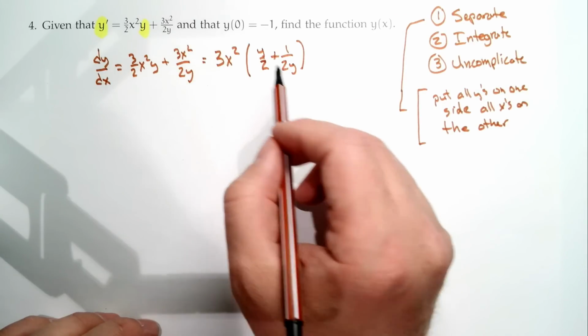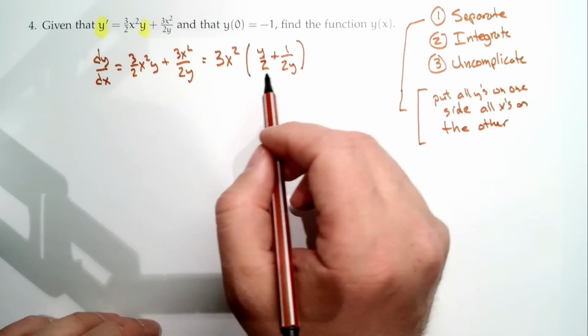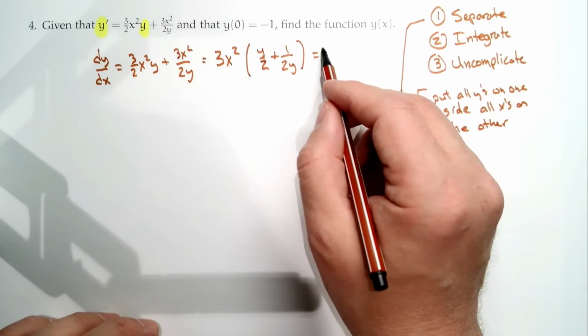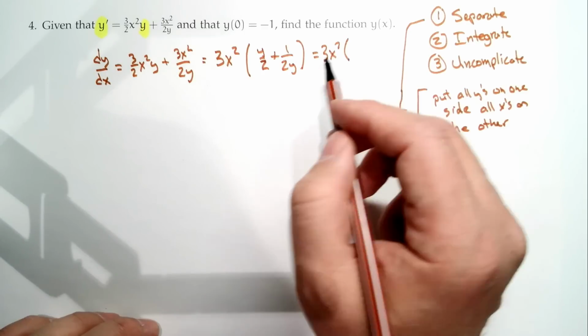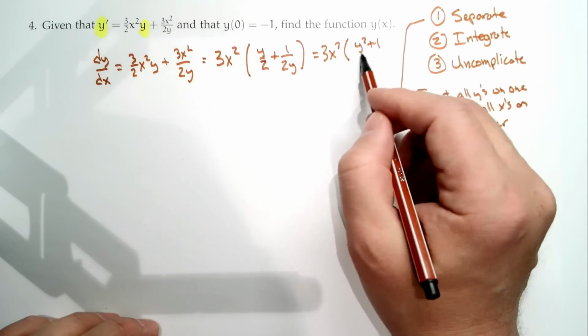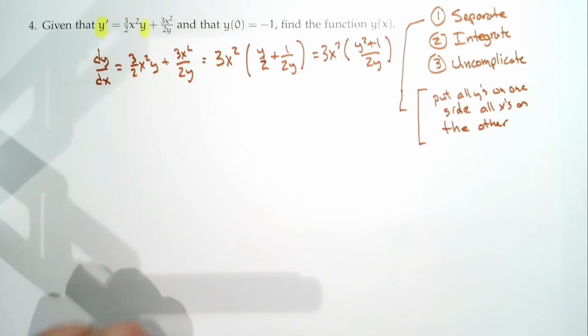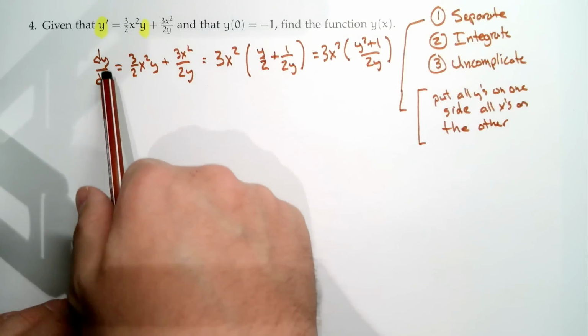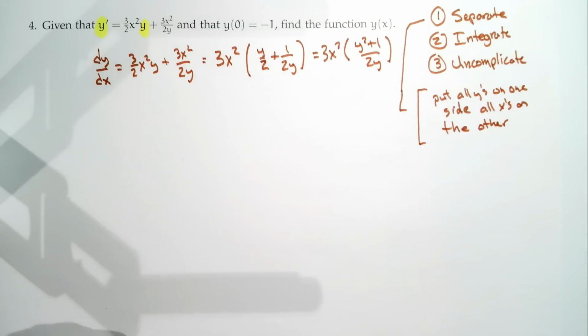Let's add these together. I just need a common denominator of 2y. So that's 3x squared times y squared plus 1 over 2y. Remember our goal was to put all y's on one side and all x's on the other. Here's how we're going to do it. We're no longer going to think of dy dx as a single item, but as something like a dy and something called dx, two things.